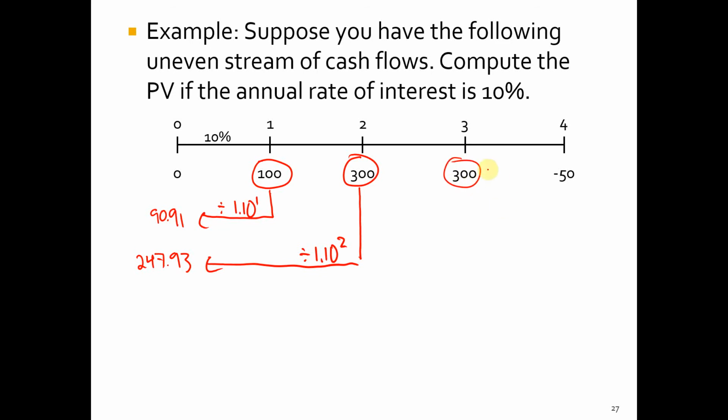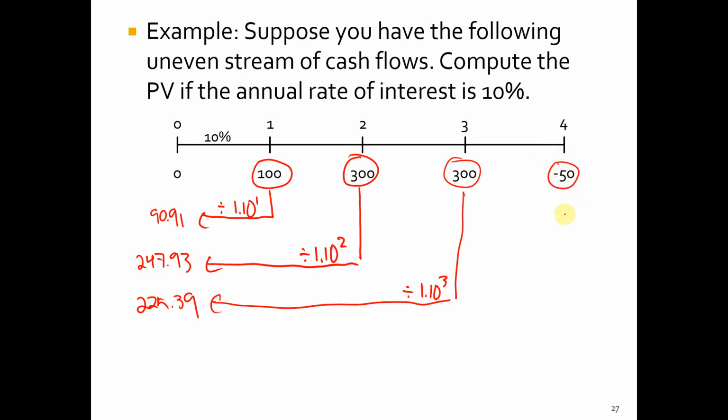Now we want to move back the $300 cash flow in year 3. And we're going to do a similar calculation, but again, we keep changing the exponent to account for how many years we're moving along our timeline. So divide that by 1.10 cubed, you get 225.39.